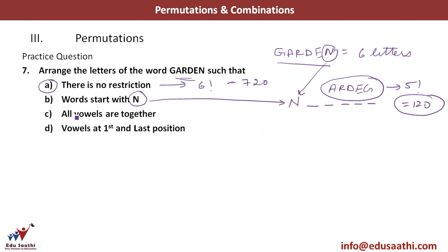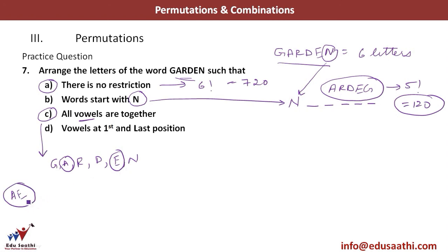Let's move on to the next case. Now here we are given that all vowels are together. Now, listen very carefully to this option because this is very frequently asked in all competitive examinations. Now I have these letters G, A, R, D, E and N. I need the vowels to be together. So I'll take this A here and this E here and I'll stick them together. I'll consider it as one letter AE.